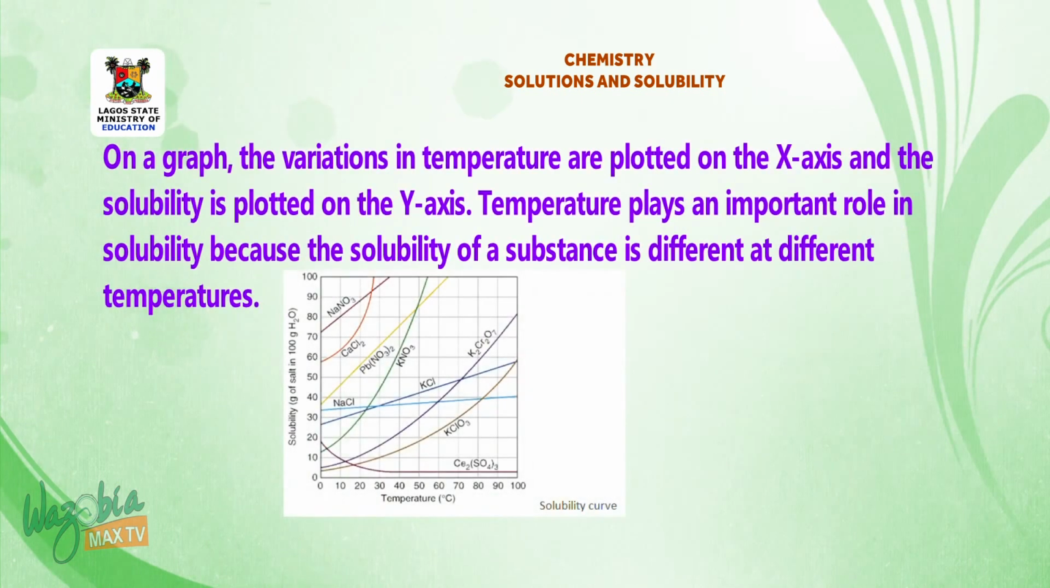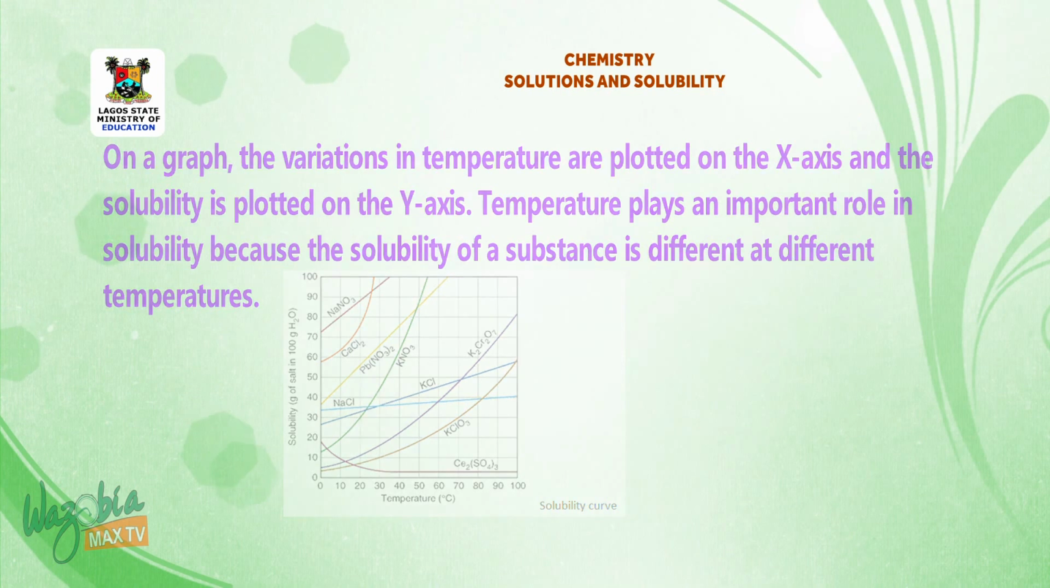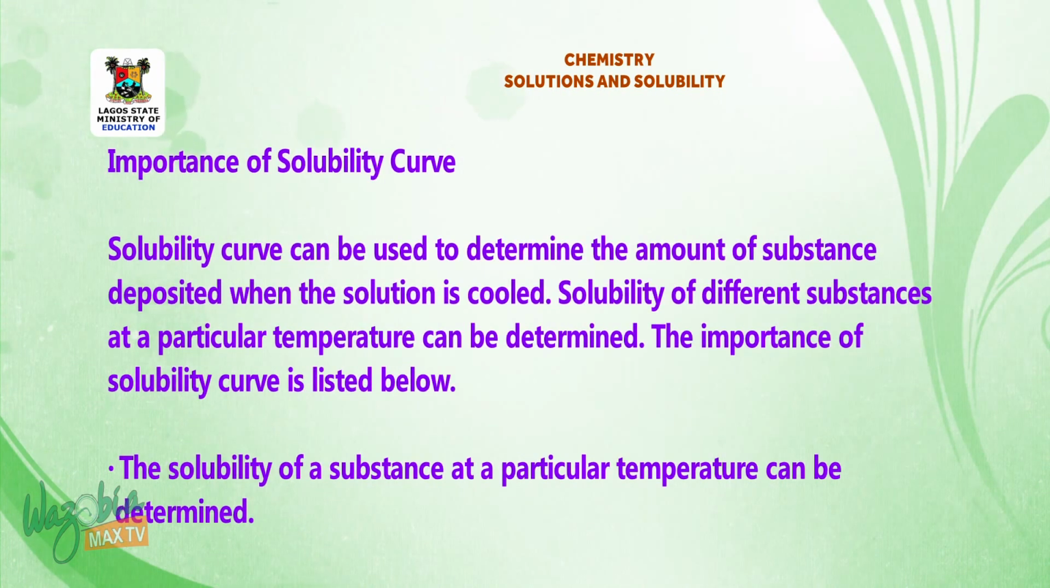On a graph, the variation in temperature is plotted on the x-axis and the solubility is plotted on the y-axis. Temperature plays an important role in solubility because the solubility of a substance is different at different temperatures. Importance of solubility curve: it can be used to determine the amount of substance deposited when the solution is cooled. Solubilities of different substances at a particular temperature can be determined.